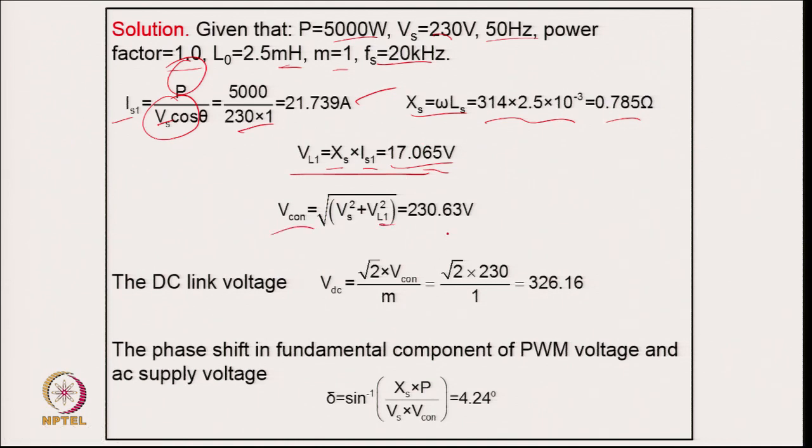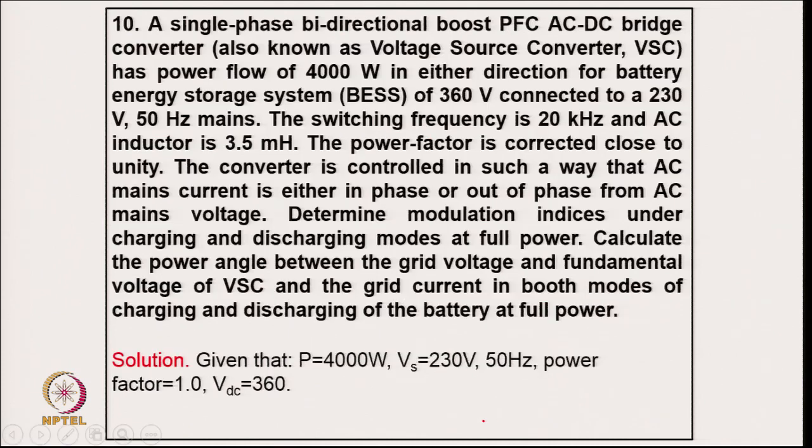So, reactance into IS1 for fundamental voltage drop comes 17.065, and we can find out the fundamental converter voltage, square root of VS square plus VL1 square. So, putting the value of this and this is 230, we get 230.63. And the DC link voltage we can find out typically from this relation, we know the modulation index and from converter voltage this comes 326.16 volt, and the phase shift from this relation of power flow, we can put the value and it comes 4.24 degree.